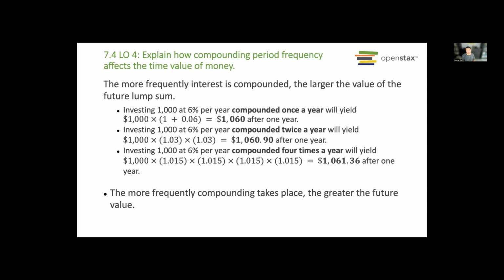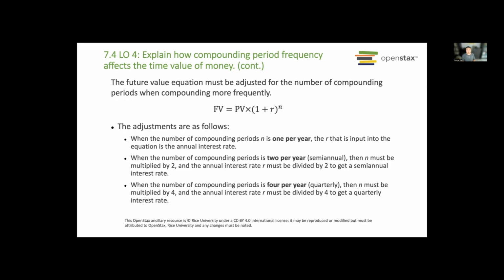The more frequent we compound, the greater the future value. And also, the more frequent we compound with the same future value, the lower the present value. In other words, the effective interest rate is much higher if we compound more frequently. So the relationship function can be adjusted for the number of compounding periods when compounding is more than once per year. If compounding is just one time per year, then R will just be the quoted interest rate and N is just the number of years.